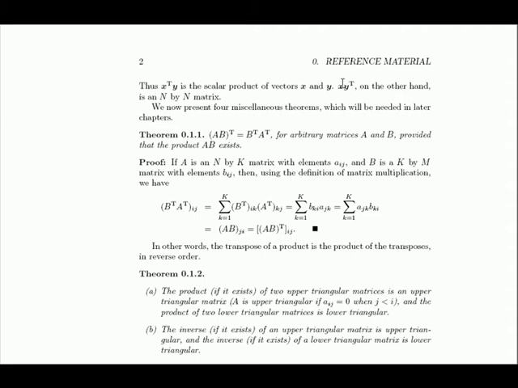On the other hand, X Y transpose is an n by n matrix because X is an n by 1 matrix, Y transpose is 1 by n, so X Y transpose is n by n.